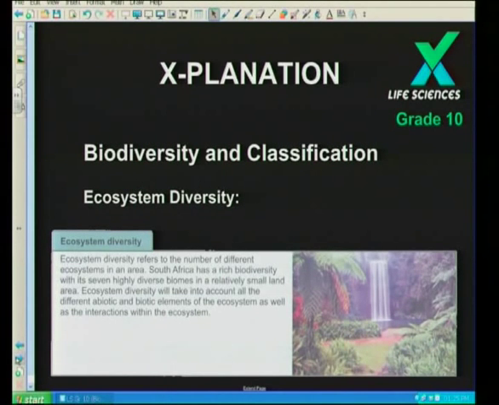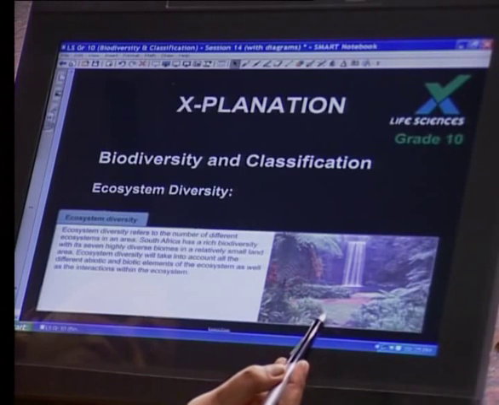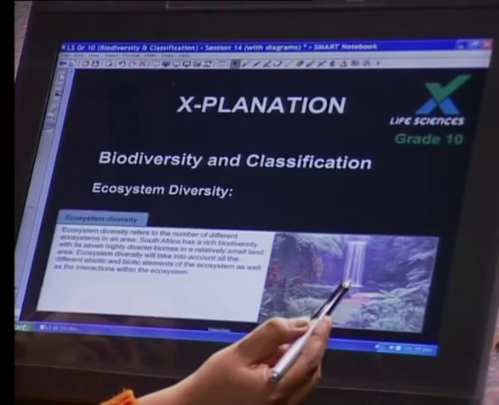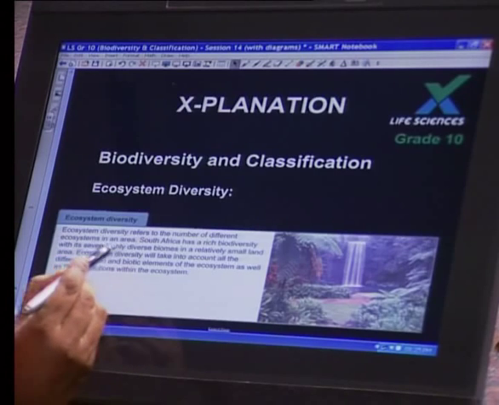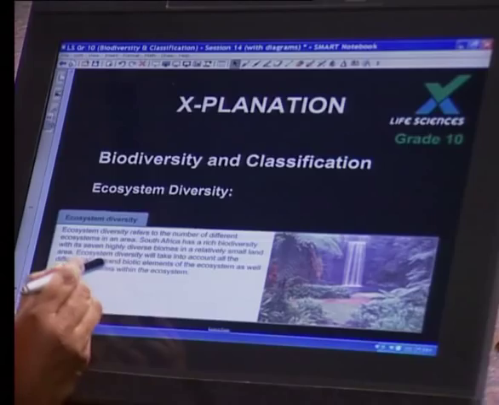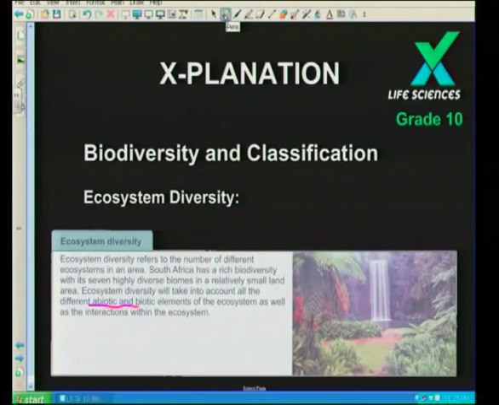Ecosystem diversity refers to the biotic, which is the plants and the flowers and the grasses, as well as the interdependence on the abiotic factors, and that is the water and the rocks and the soil. So ecosystem diversity refers to an interaction of the abiotic and the biotic elements of an ecosystem.